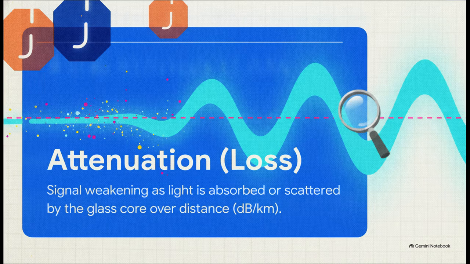The first constraint here is attenuation, or loss. This is just the natural signal weakening that happens as light gets absorbed or scattered by the glass core over a distance, and we measure that in decibels per kilometer. Now, a lot of people just assume this natural fading is the biggest hurdle stopping us from sending data further. But interestingly enough, in modern high-speed networks, signal loss actually isn't your primary enemy.